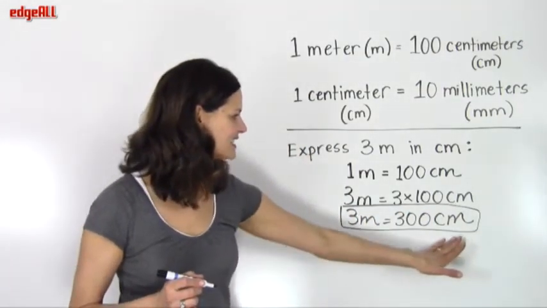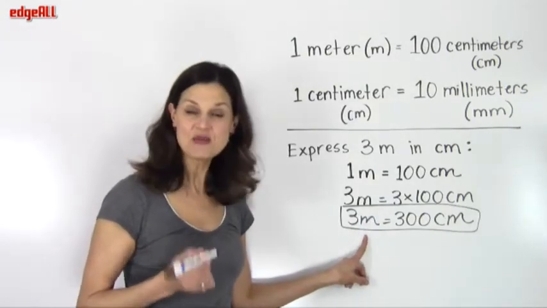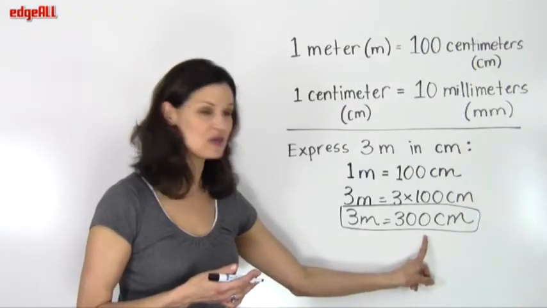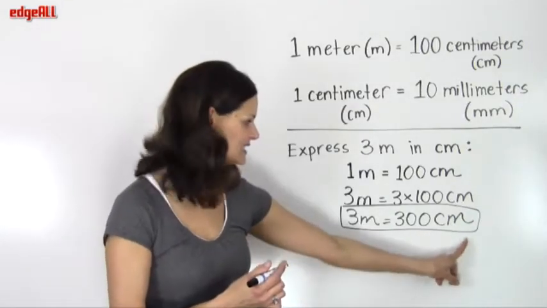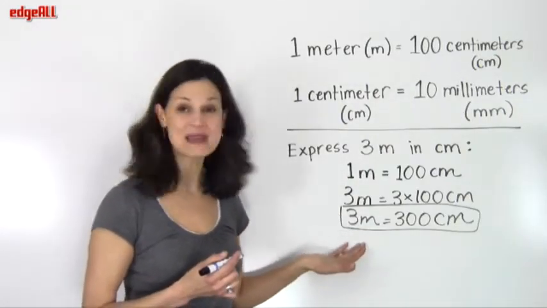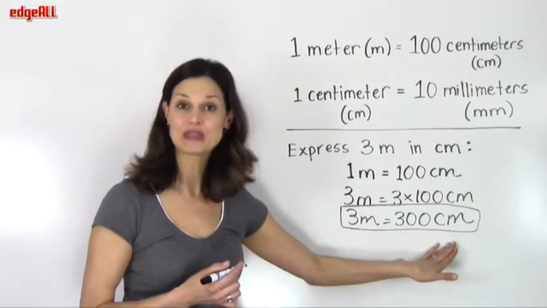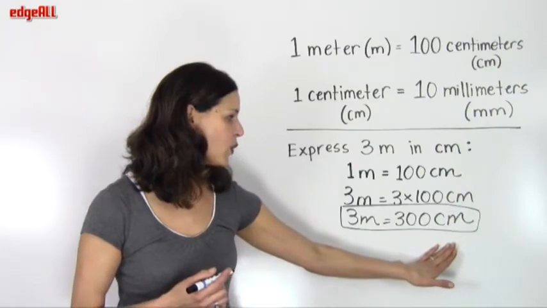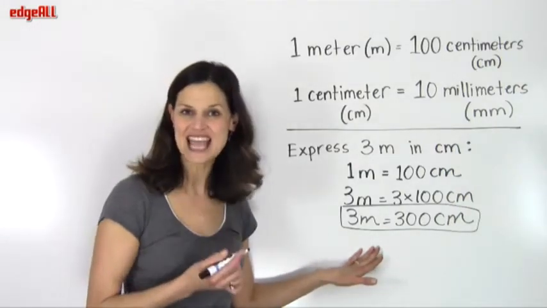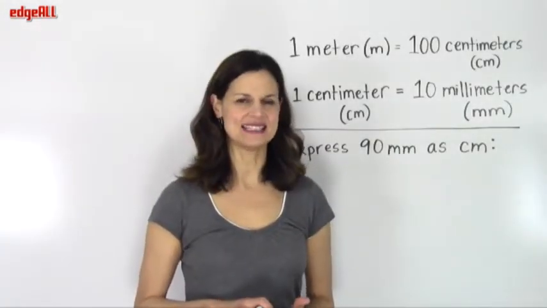And what this means then is that a distance of 3 meters can be written as either 3 meters or it also can be written as 300 centimeters. In other words, the distance measured by 3 meters is the same as the distance measured by 300 centimeters. We are just using different units of measure to express the same distance. Let's take a look at another example.